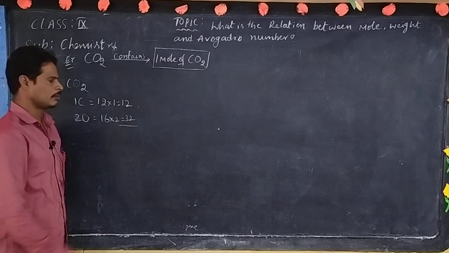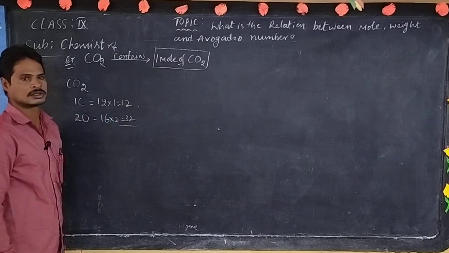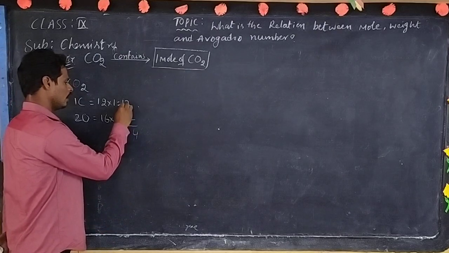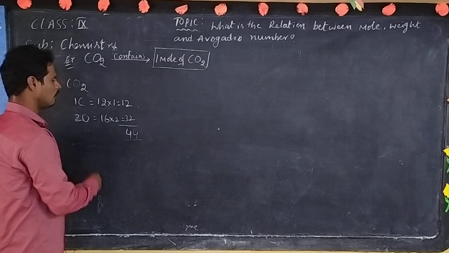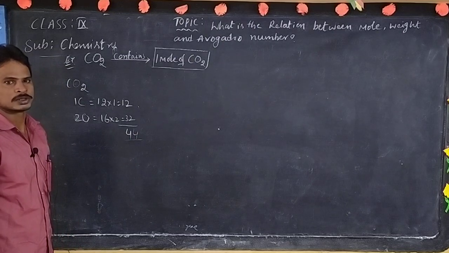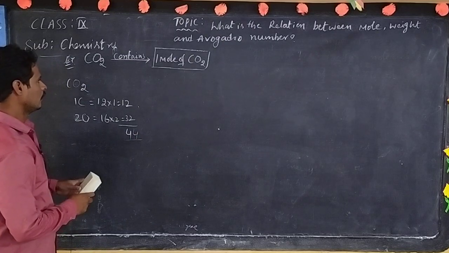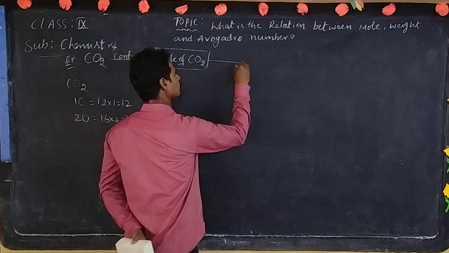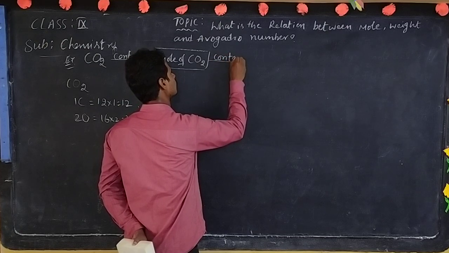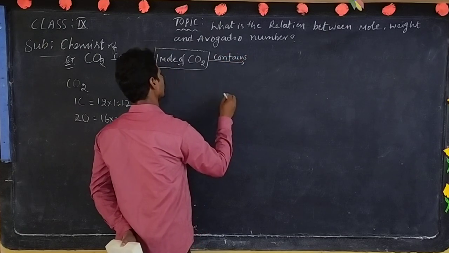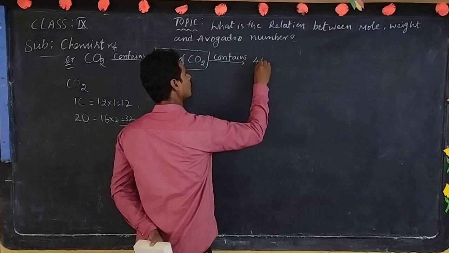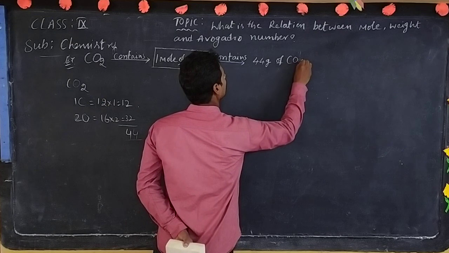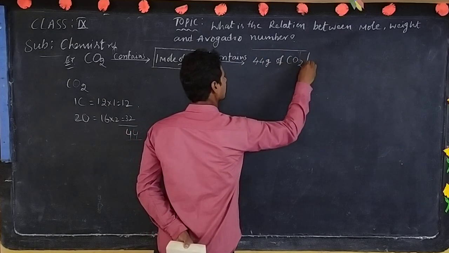Next, the sum of atomic weights of all elements we call the molecular weight. 12 plus 32 gives 44. So this is 44 grams of carbon dioxide. Now, 1 mole of CO2 contains 44 grams of carbon dioxide.